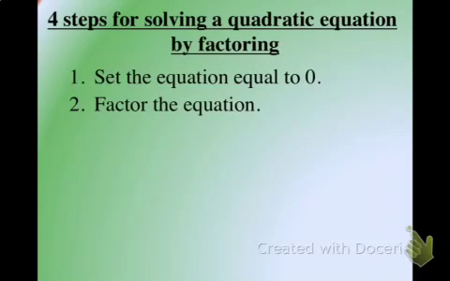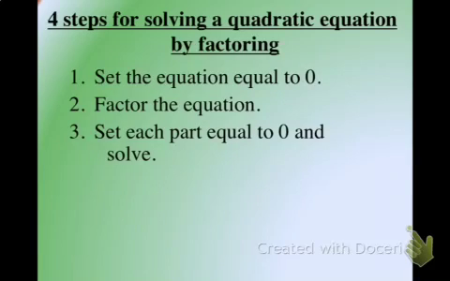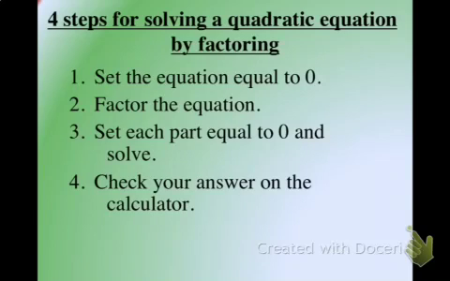The second step is to actually factor the equation. Then you set each part equal to 0 and solve. So you pretty much just use the zero product property after you factor. Then you always want to check your answer.